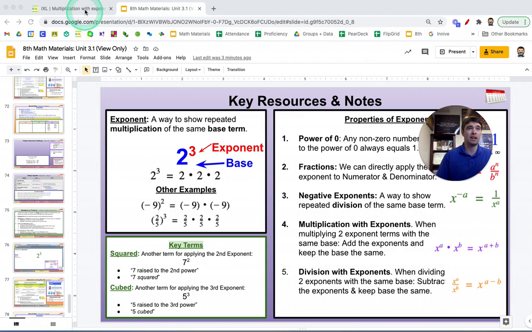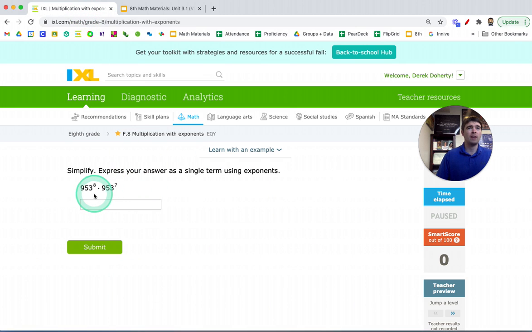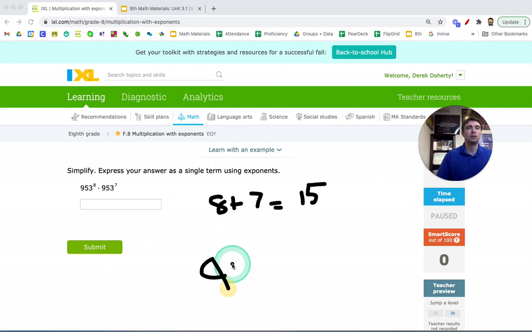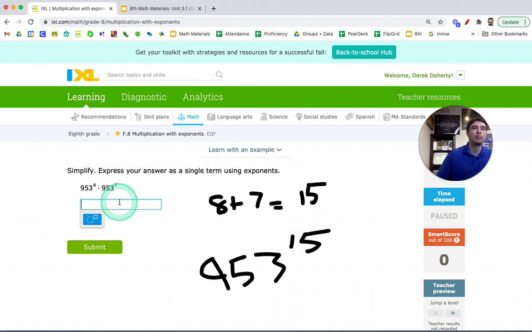So I'm going to use that idea. If I have base 953, I don't know why they picked such a big number, but if I have 8 copies times 7 more copies, I know 8 plus 7 is going to give me a total of 15 copies. So this really must just be a total of 15 copies of 953 multiplied together. So that's really all we're looking for as an answer, 953 raised to the 15th. And again, they should not be using huge numbers right away, but that's IXL for you.